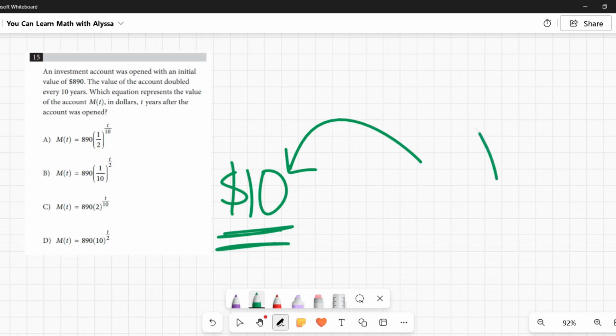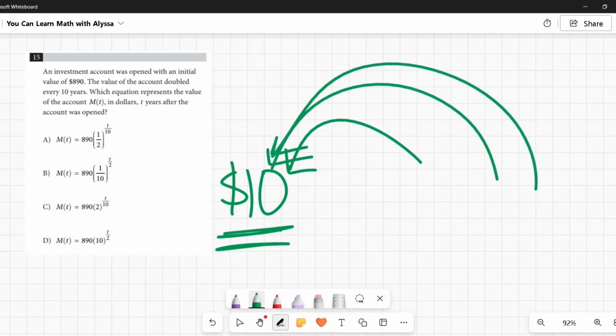You earn interest on that. Then later you earn more interest on that. You earn more interest on that, and you're just adding them each time.